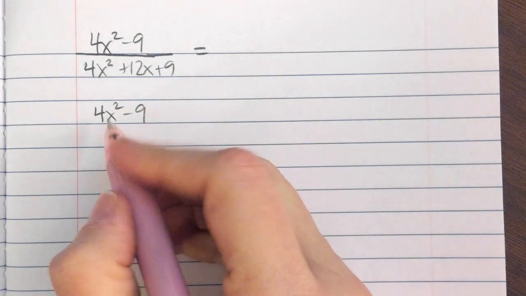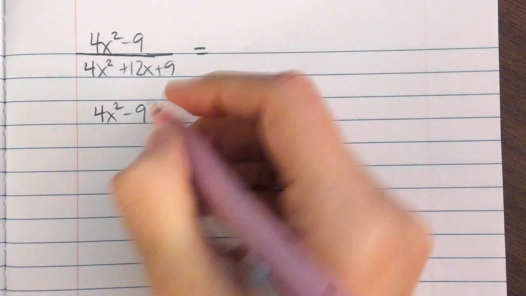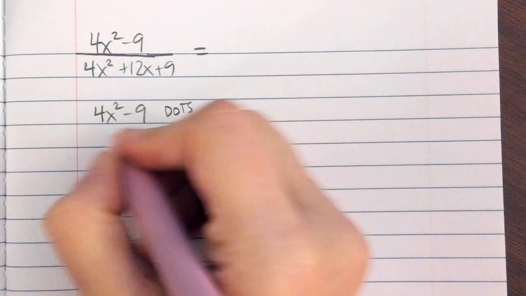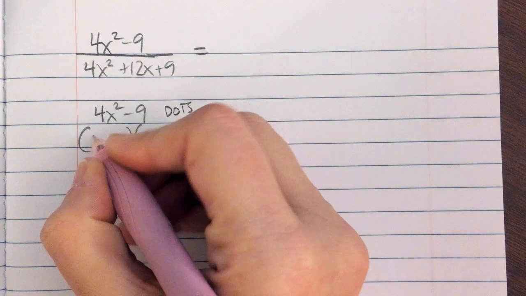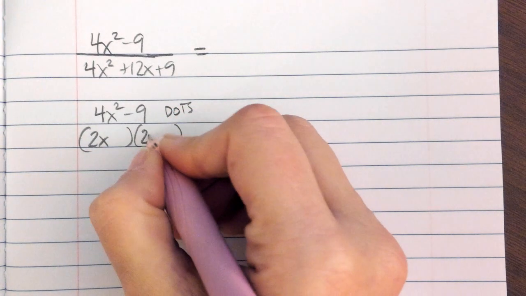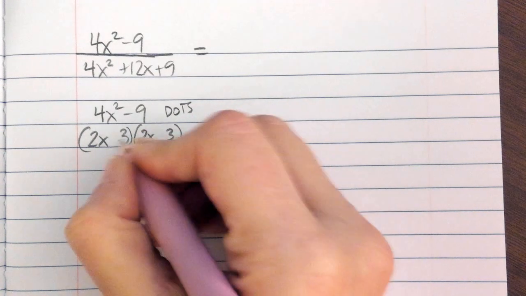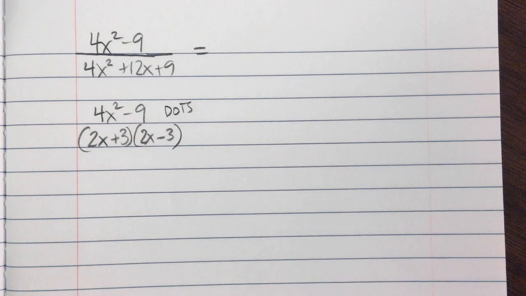What I'm hoping that you recognize is that this is a perfect square minus a perfect square, which makes this a difference of squares. When I have a perfect square minus a perfect square, I take the square root of the first one, the square root of the last one, make one of them positive and one negative.